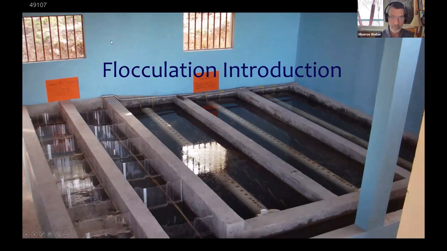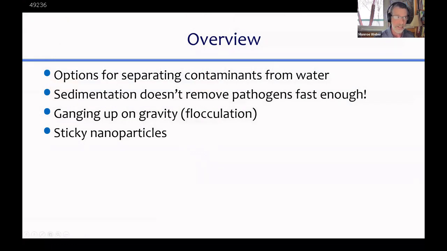So, flocculation. We're going to talk about how we separate contaminants from water, because there are some things in the water that we don't like. We figured out how to measure the flow. We know how much is coming into our plant, but there are some things in that water that we'd like to get out, and that's the whole point of this course.